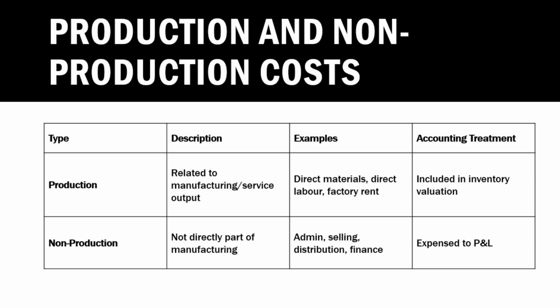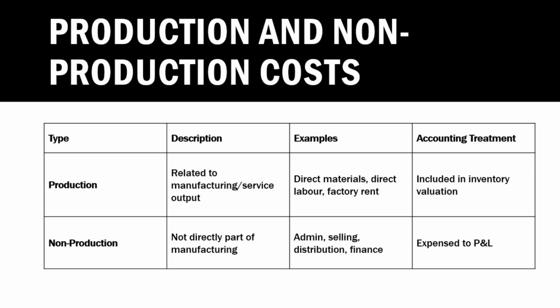Non-production costs are costs that are not part of manufacturing or core production. This includes admin costs, selling costs, distribution costs, and finance costs. These are not included in inventory. Instead, they are treated as period expenses and go straight to the profit or loss statement.